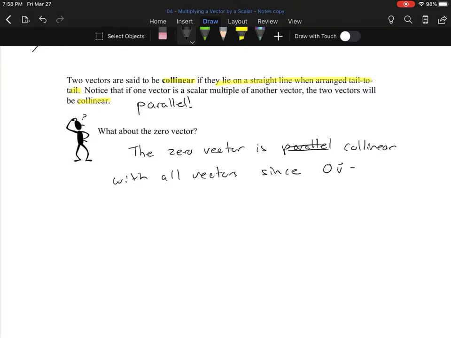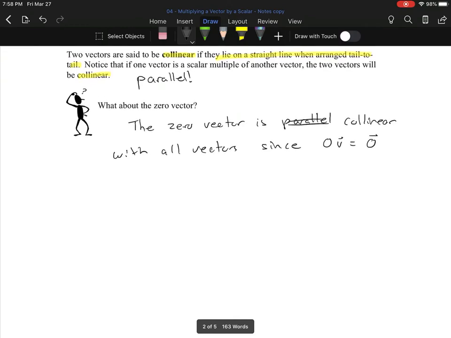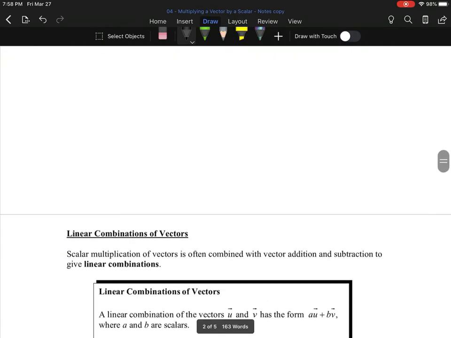Since 0 times whatever vector will always give the zero vector. So there's always a way to multiply by something and end up with a zero vector. So we consider those all collinear. That's a little different than parallel. Parallel, you sort of have to see them in the same direction. Collinear is more about coefficients and what you're multiplying by than it is really about the geometric side of things. So just a little bit to get used to here that collinear is different.